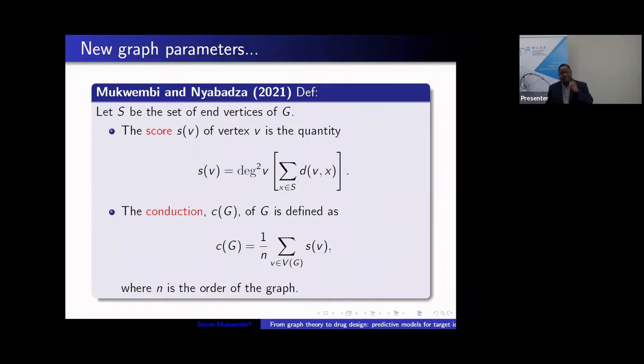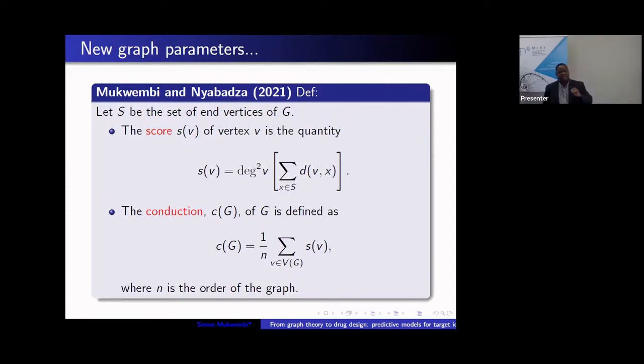So the first parameter that we developed is something that we termed conduction of a graph, and it is defined basically as the sum of the scores of the vertices in the graph. And by a score, we were basically trying to simulate what happens if heat is moving from one atom to the other through the bonds. So that gave us the score of each vertex, that if a vertex has heat, how in general does it spread it through the entire graph?